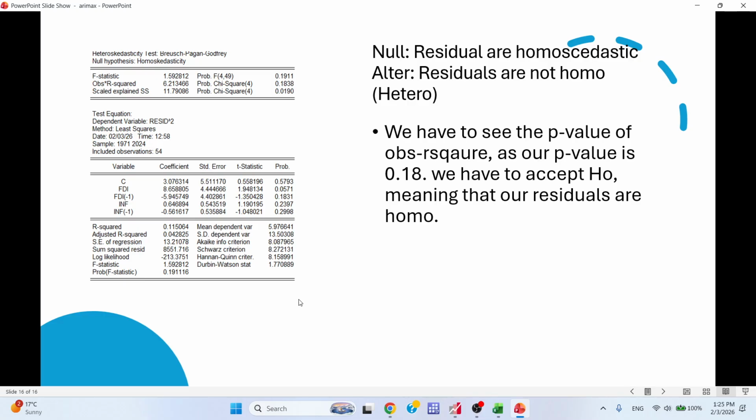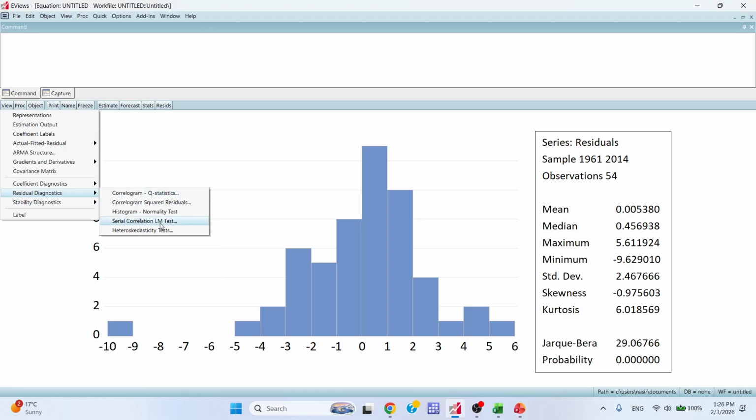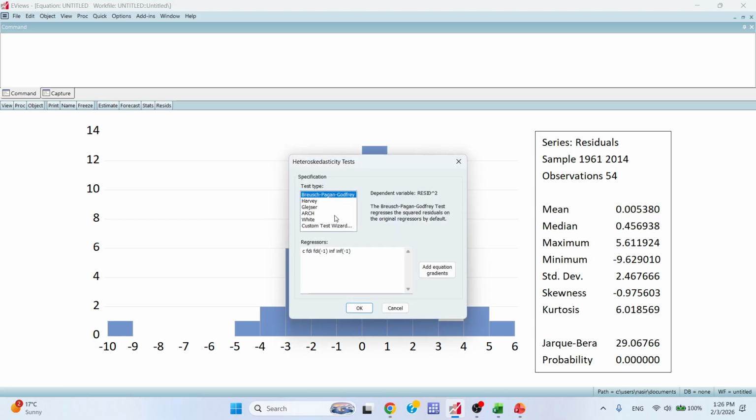The next thing is that we want to check whether our residuals are homoscedastic or heteroscedastic, that is, whether the variance is constant or not. For that I have already copied my result, but we will practice it again. We go to View, then Residual Diagnostics, and then click on Heteroscedasticity Tests. By default it has selected the Breusch-Pagan-Godfrey test, so we are going with this option.